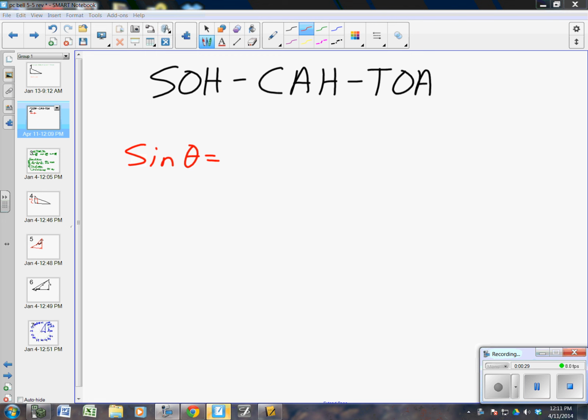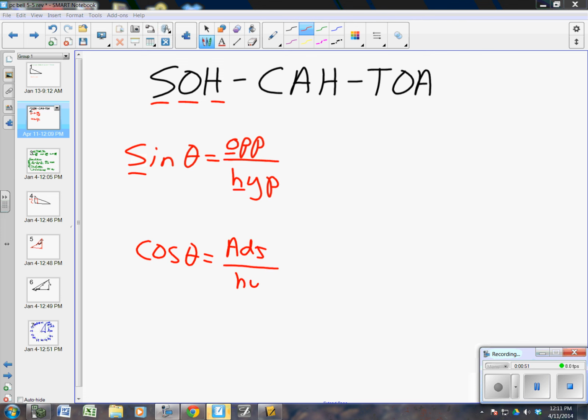Because it's just saying the sine of an angle is equal to opposite over hypotenuse. In other words, that SOH is this S, this O, and this H. So that helps you remember that. And then CA means cosine of the angle equals adjacent over hypotenuse. And TOA means tangent of theta equals opposite over adjacent.